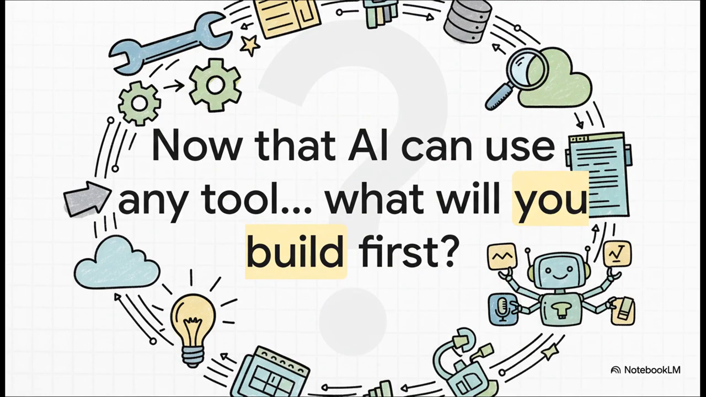So there you have it. We've just walked through how to build a seriously powerful AI agent that can think, reason, and use any tool you give it, all with free, open-source software. This unlocks a whole universe of possibilities, from building your own personal assistants to complex data crunching bots. And that leaves us with one final, and maybe the most important question of all. Now that your AI can use any tool, what are you going to build first?